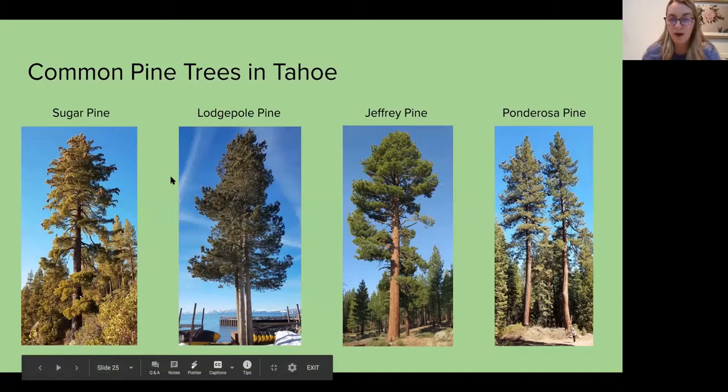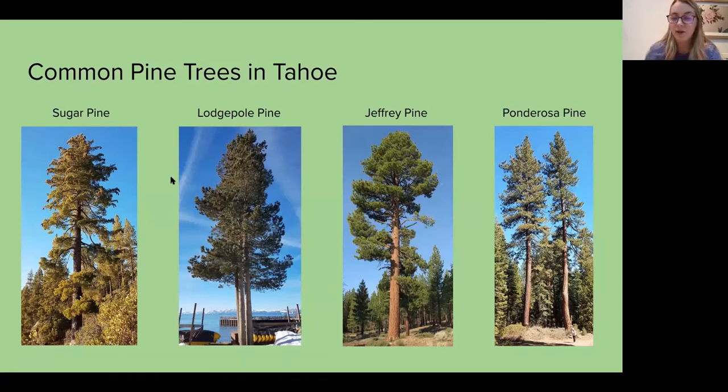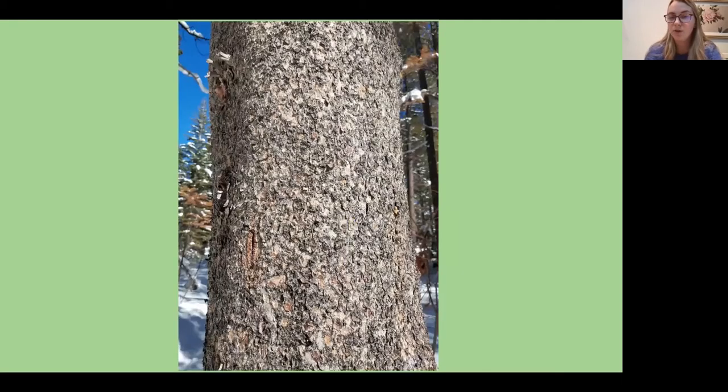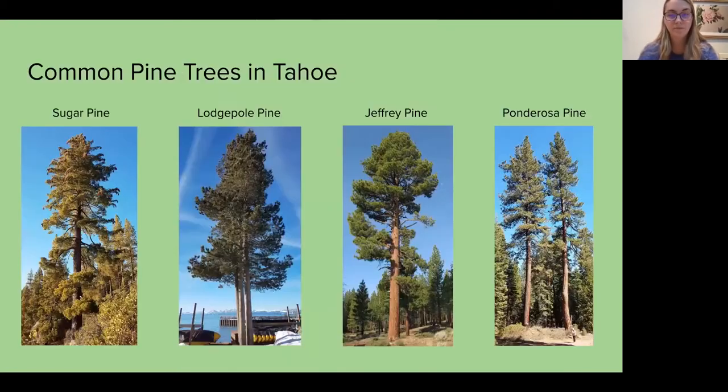Our lodgepole pine is most easily identified by its unique bark, which resembles cornflakes. So if you see any pine tree in Tahoe and you can't figure out what it is, and its bark has this cornflake look, that's how you know that it is a lodgepole pine.